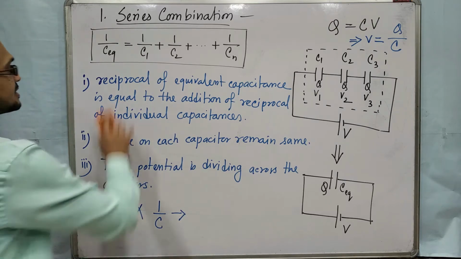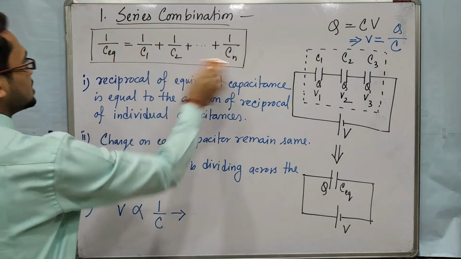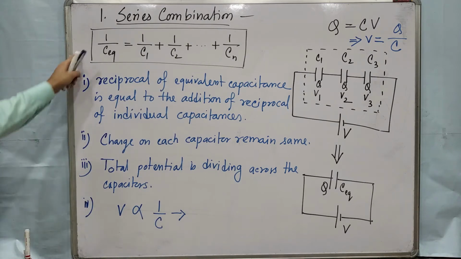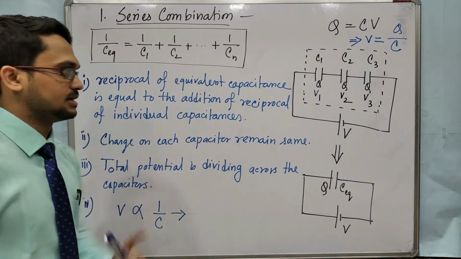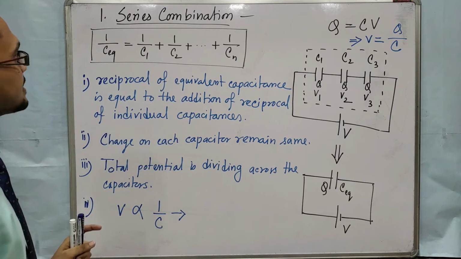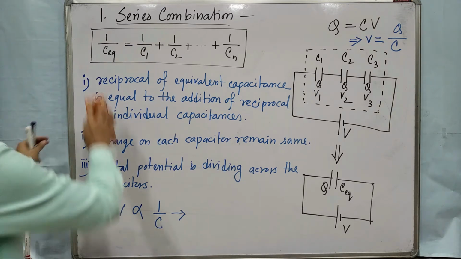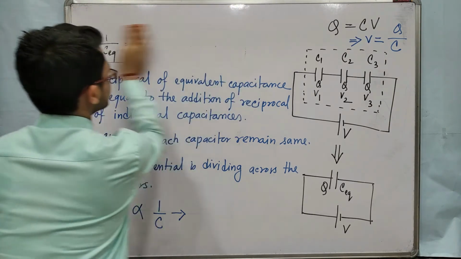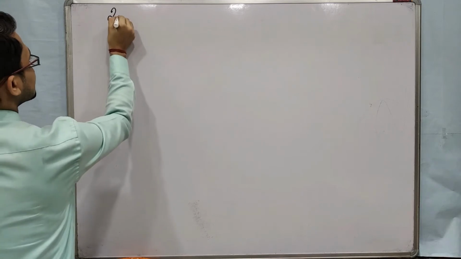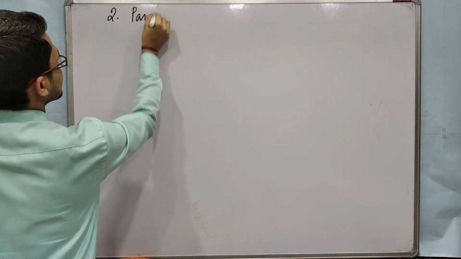This is the formula for series combination. Remember this and also practice the derivation. Now next, parallel combination. I am erasing. The second one is parallel combination.